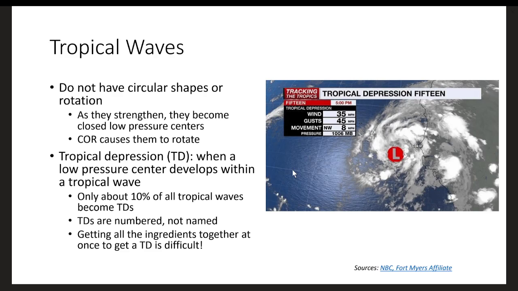And it's tough to get all the ingredients together to get a tropical depression, but late summer is ripe to get these. Another problem that you can have with getting these tropical depressions is Saharan dust. You can get this dust off the coast of Africa, and it's not good. It really limits the formation of the tropical depression. It dries the atmosphere out.